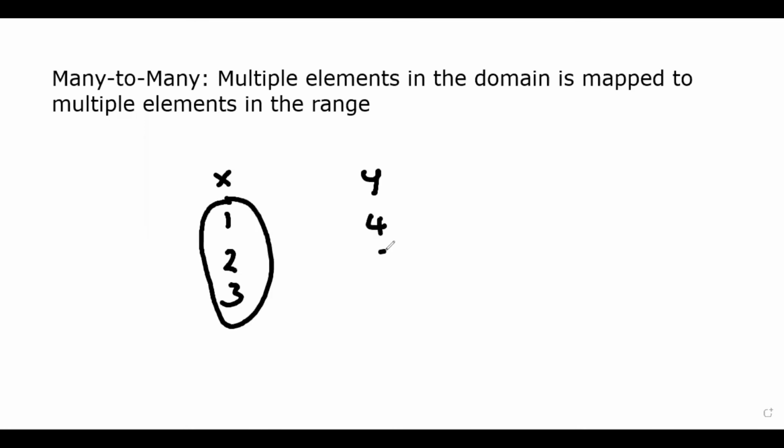The fourth one we have here is called many-to-many. So multiple elements in the domain are mapped to multiple elements in the range. Let's say we have x and y. Let's say this is 1, 2, 3, and let's say this is 4, 5, 6.